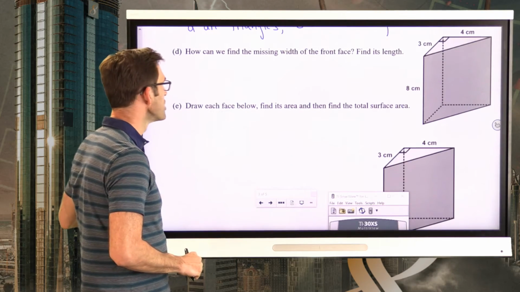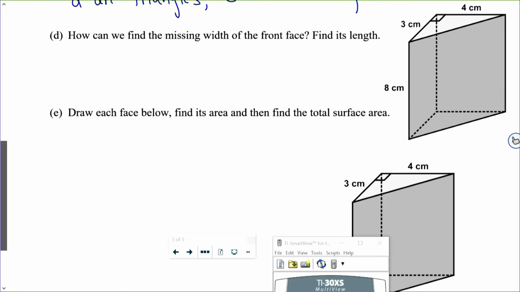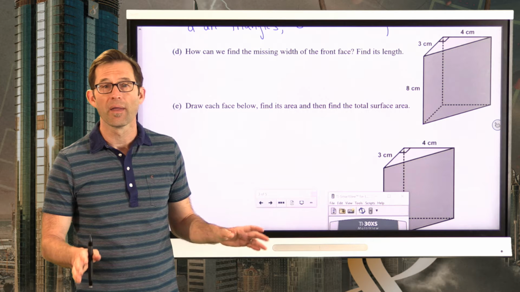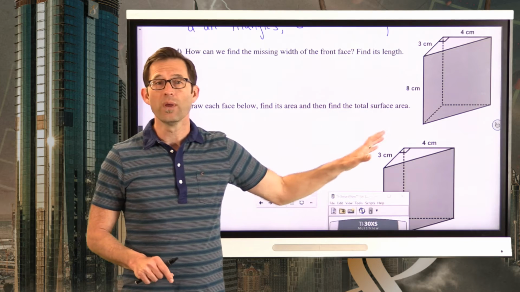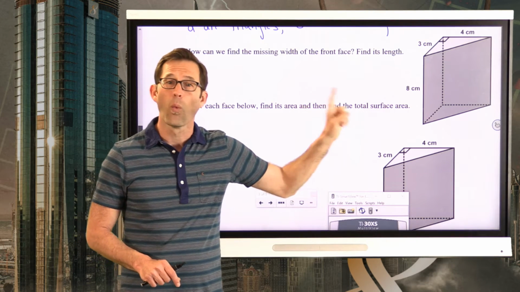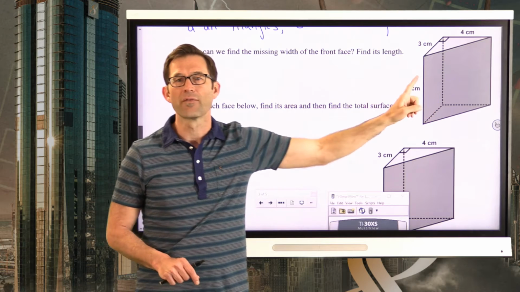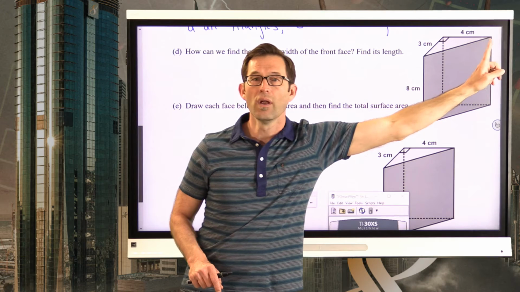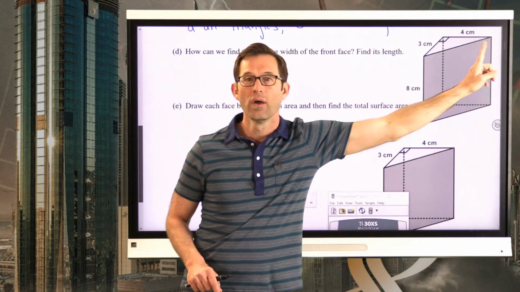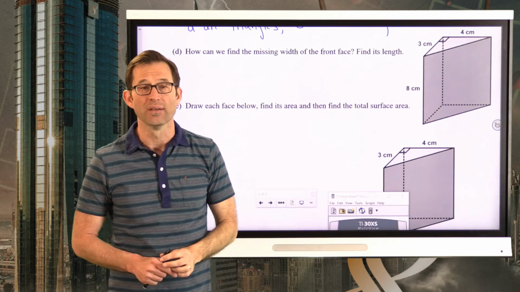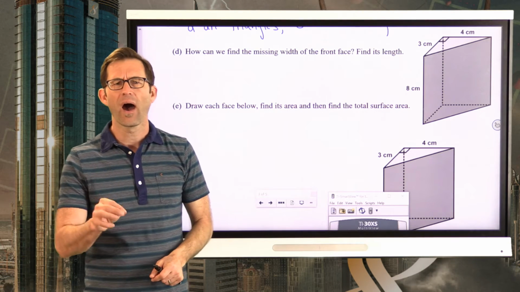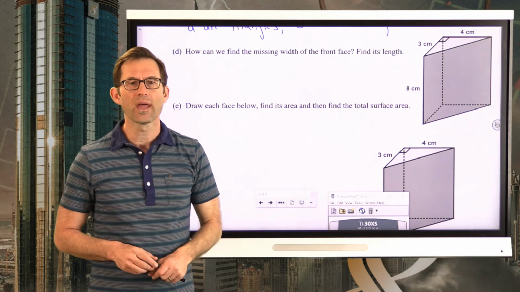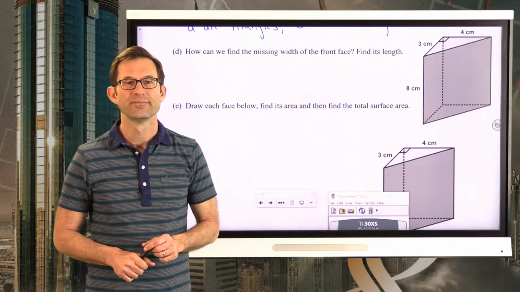All right, so now let's go to letter D. How can we find the missing width of the front face? Find its length, or maybe I should have said find its width. So let's talk about this a little bit. We've got everything we need to calculate the surface area of this prism except for one thing. This shaded face on the front, we know its height is 8 centimeters, but what we don't know is that length. We have no idea what that dimension is. So think about how you can find it and then see if you can actually calculate it. Pause the video now.